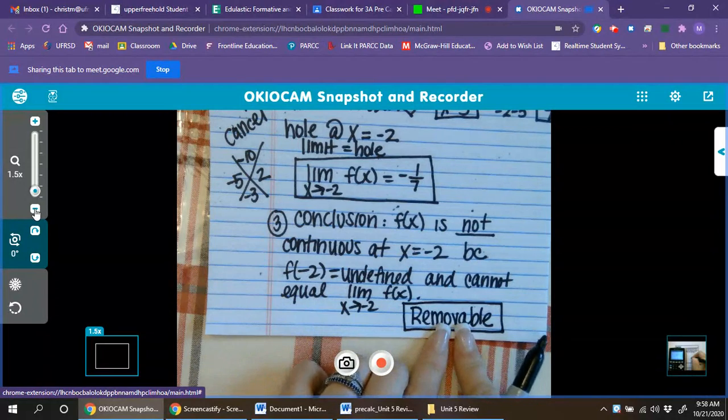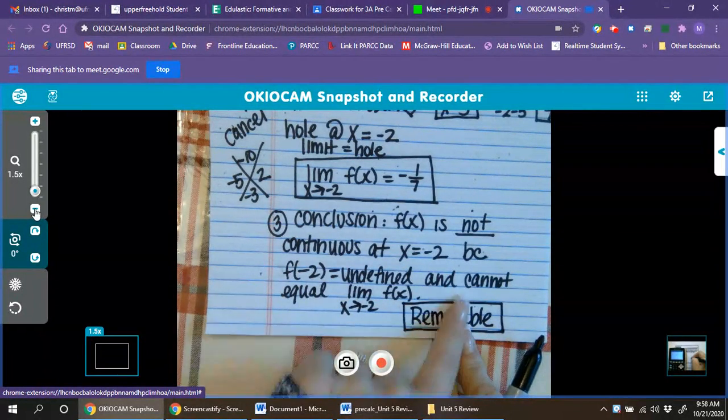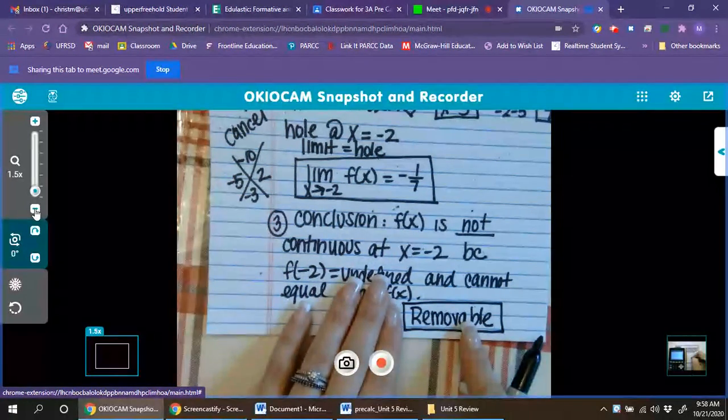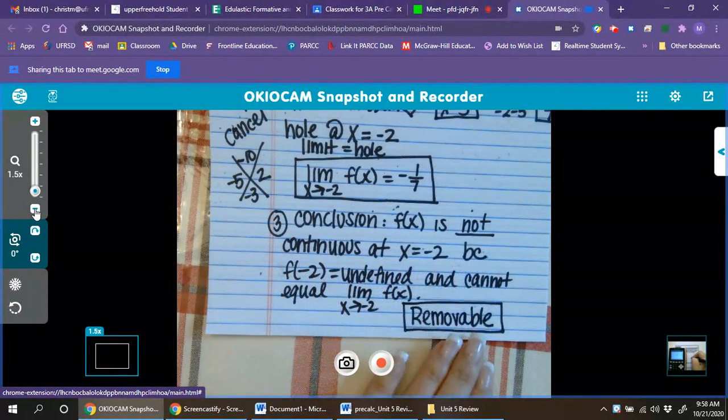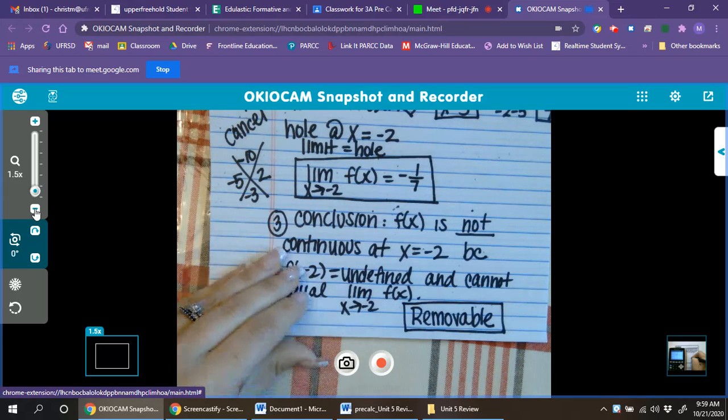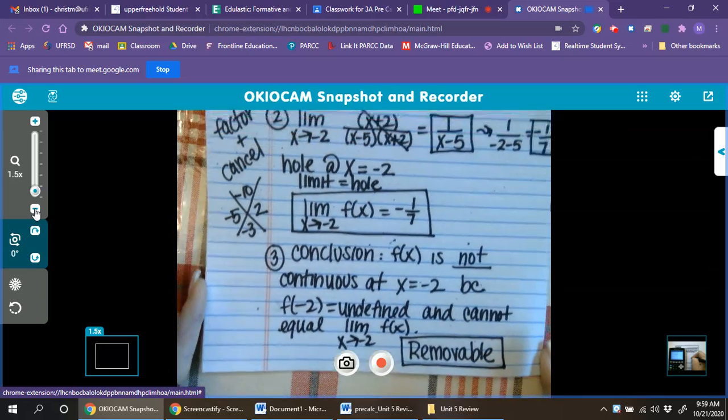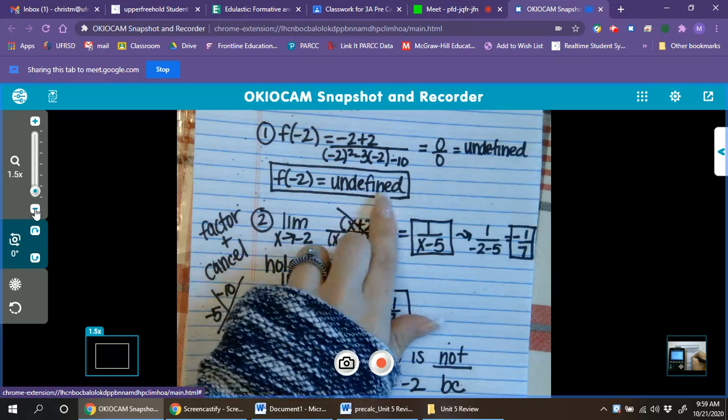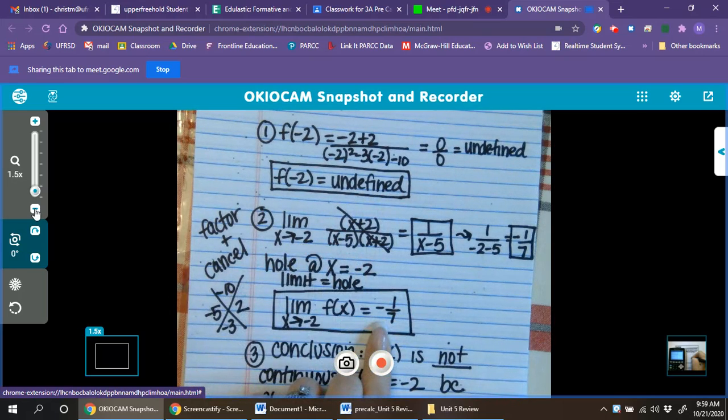So this classification is part of your conclusion. So you need all of this. You need that it's not continuous and why, and then you need this additional classification. So steps 1 and 2 are both going to equal each other, right? Correct. Okay, so this is what a removable will look like. The function will not be defined, but the limit will. Whereas infinite, neither one of them were defined.